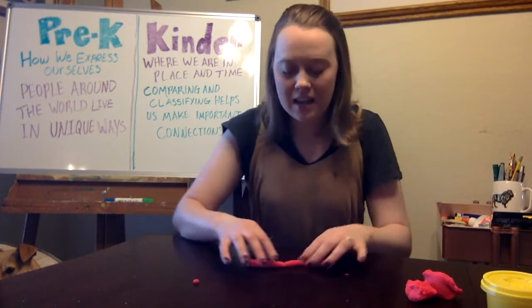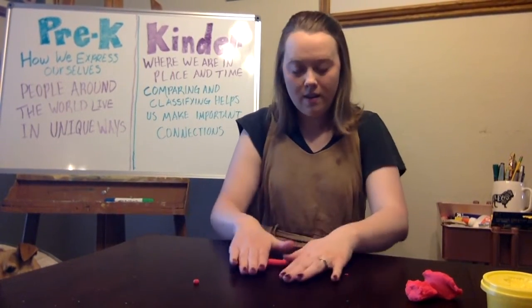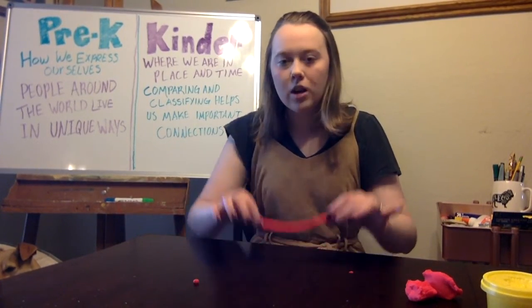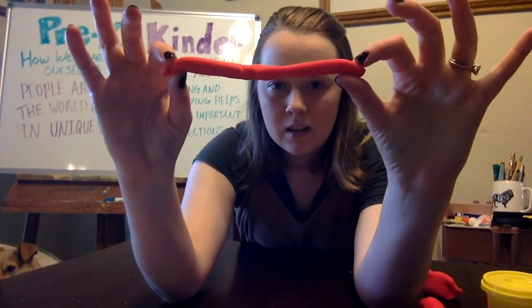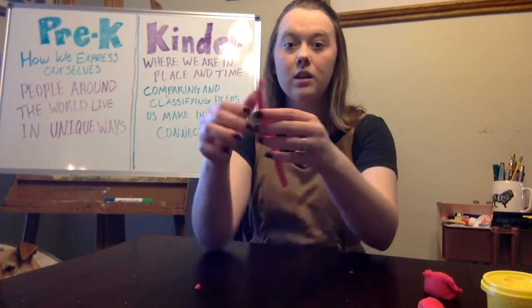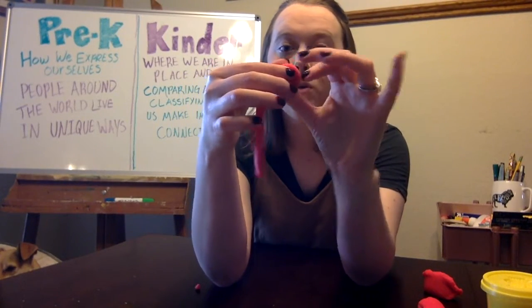It kind of looks like a snake or a worm, doesn't it? So you're going to take this coil. You're going to take your clay snake, and you're going to try to make sure it looks even. You want to make sure it looks as even as possible.